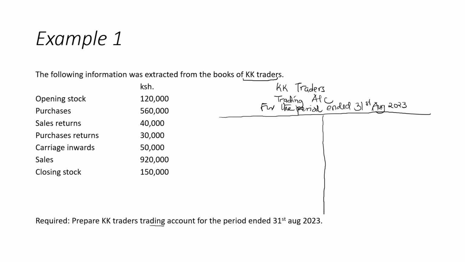Now we have the debit side and the credit side. And on the debit side, we said we are recording the cost of sales. So the cost of sales is given by the opening stock. How much is our opening stock? 120,000.